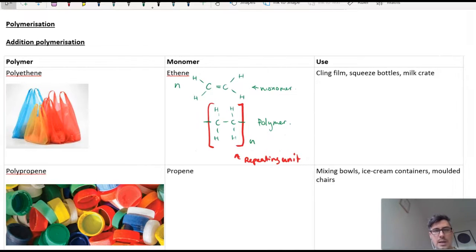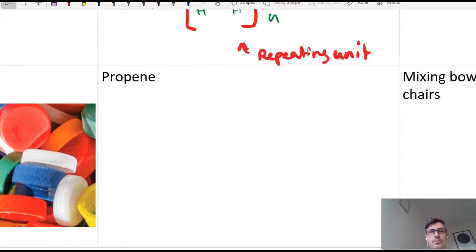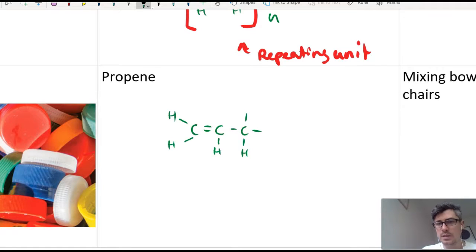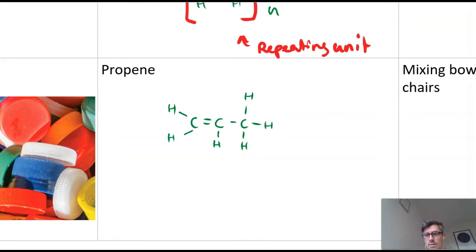The same can happen with polypropene. So if we look at propene, propene has a carbon double bond carbon, and then a single bond there. So this is our monomer, and what we need to do first of all is identify which carbons are involved in bonding. So the carbon is always the one that's in the double bond. So this is carbon 1 and this is carbon 2, and these are the two that get involved in bonding. And so when we draw our polymer repeating unit, one of these is carbon number 1 and one of these is carbon number 2.